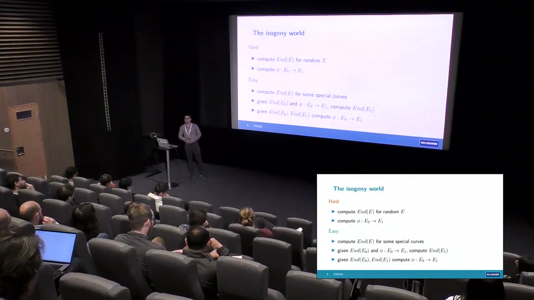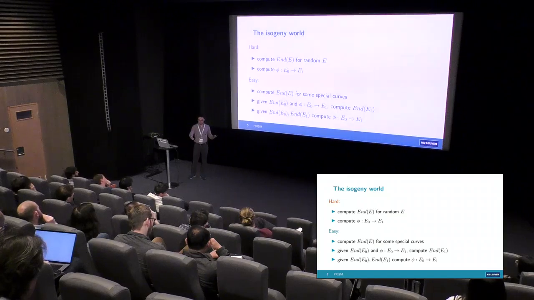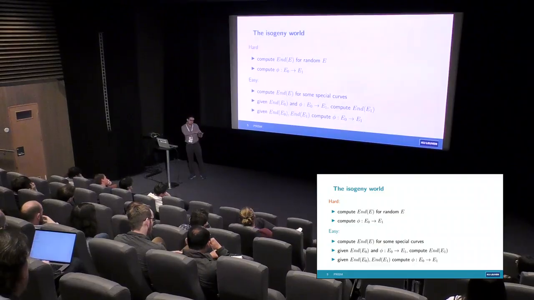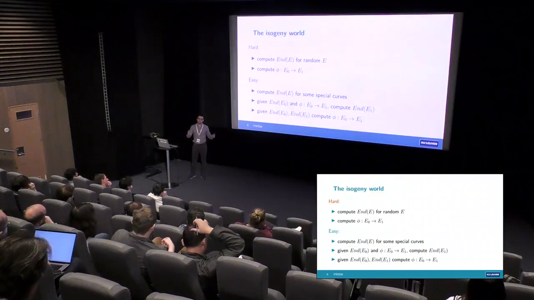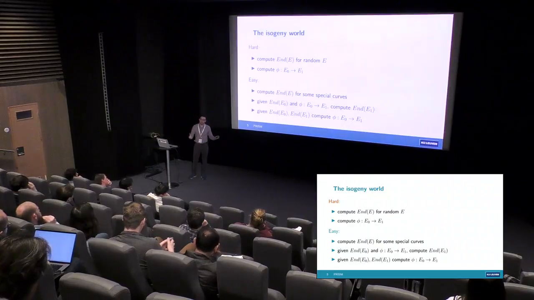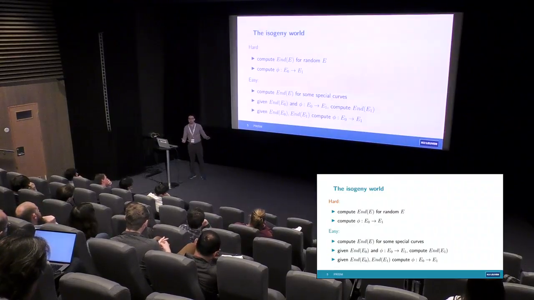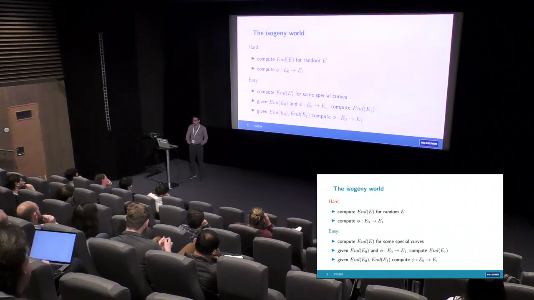So computing the endomorphism rings for some special curves that we know, that is easy. Given the endomorphism ring of a curve and an isogeny between 2 curves, compute the endomorphism ring of the second curve. That is also easy. And the way it works is you essentially carry it around with the isogeny that you have. And the last thing that is easy is compute an isogeny between 2 curves of which you know the endomorphism ring. So if you know the endomorphism ring of both curves, then you can compute an isogeny between them. As soon as you miss the endomorphism ring of one of the 2 curves, you cannot do that anymore.